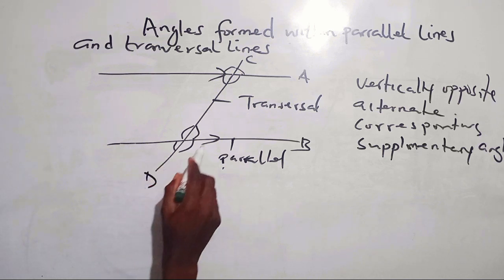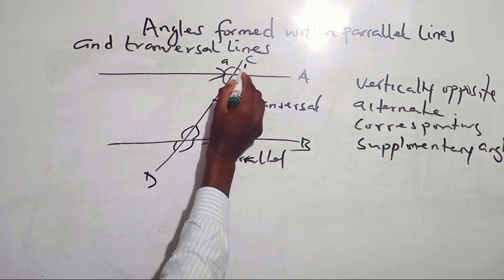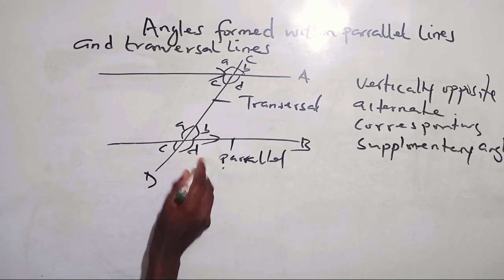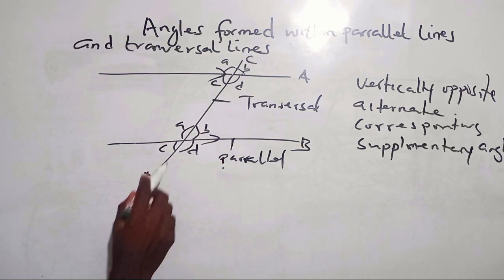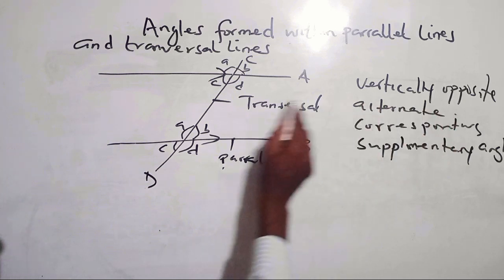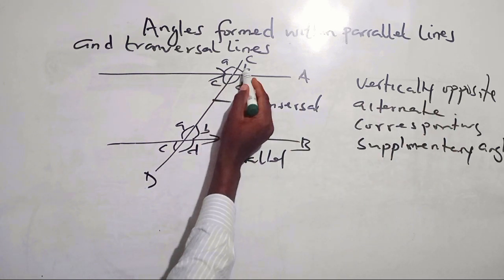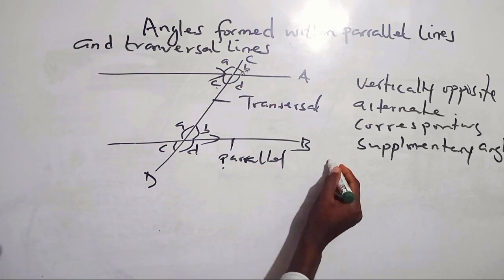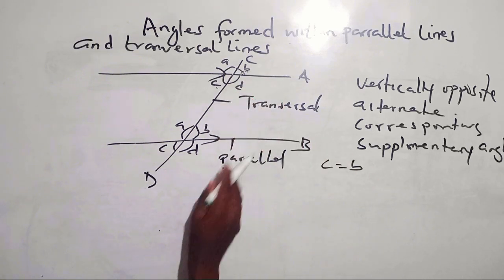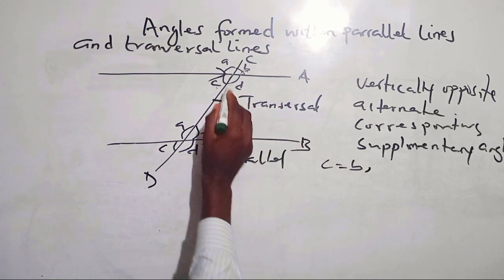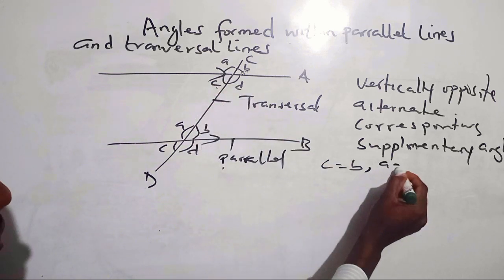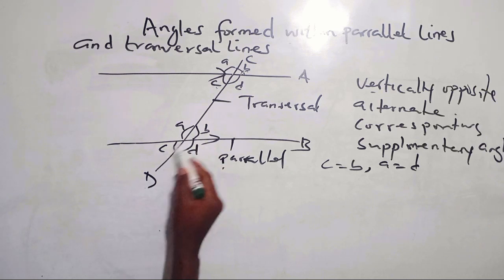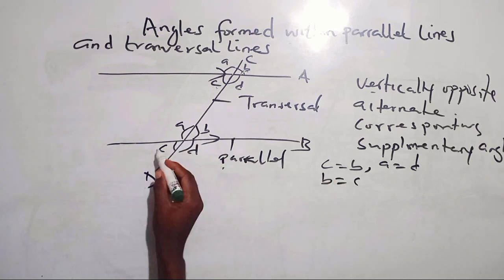So let's label these angles A, B, C, D. Vertically opposite angles are angles that are opposite to one another. So I can say C equals B is vertically opposite and they must be equal. A equals D is vertically opposite. B and C are equal in this case as well.